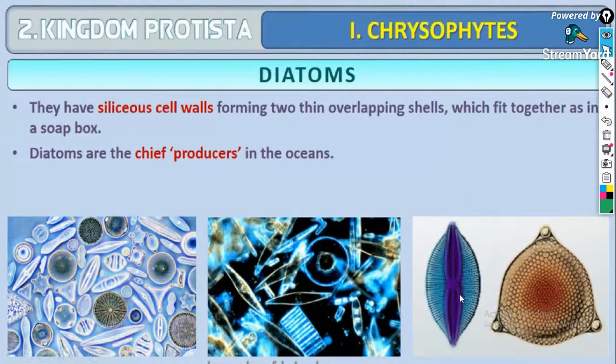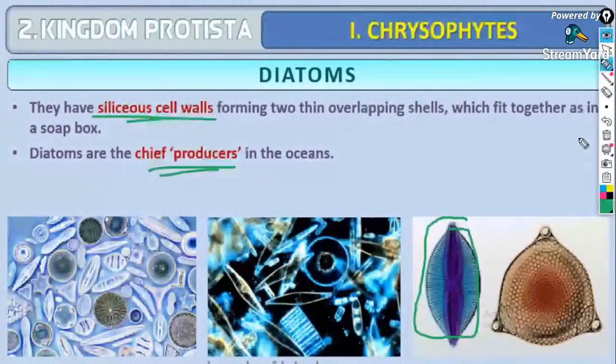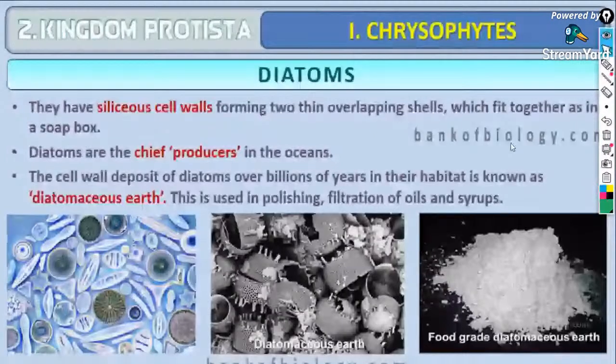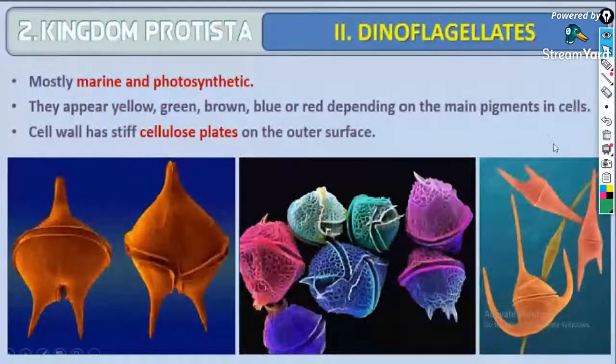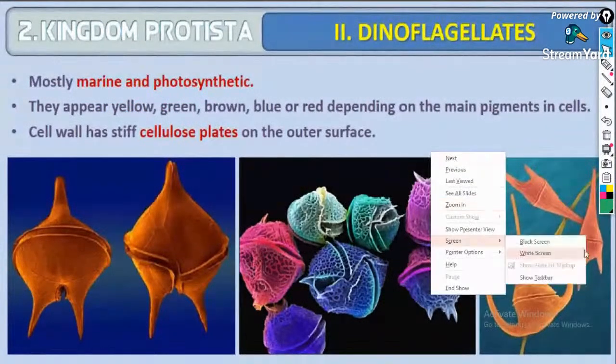So look, this is their cell wall. Sorry, this is their plant body. Looks like a soap box. And they are known as the chief producers in the oceans. They have a siliceous cell wall having two thin overlapping shells which fit together as in a soap box. Their cell wall deposits over millions of years in their habitat, known as diatomaceous earth, and this is used for polishing and filtration of oil and syrups. Next is the dinoflagellates. Let's move on with that topic.